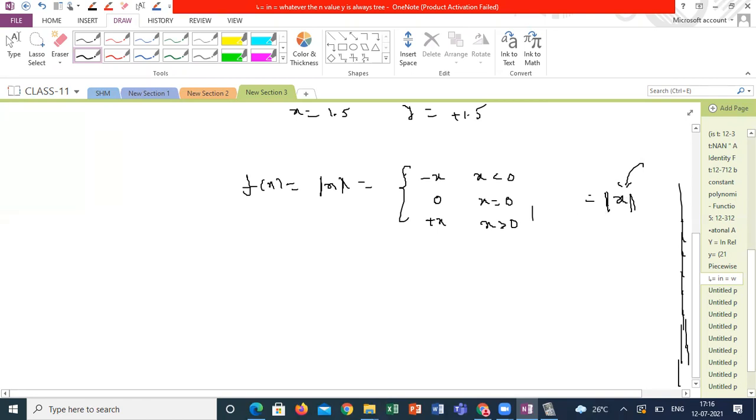Yes, sir. What mod x says: if x is negative, your f of x is minus x. Substitute any negative values, what will you get here? Suppose if x is equal to minus 2, minus 3, minus 4, what are your f of x values correspondingly? Tell me, guys, please, quickly.